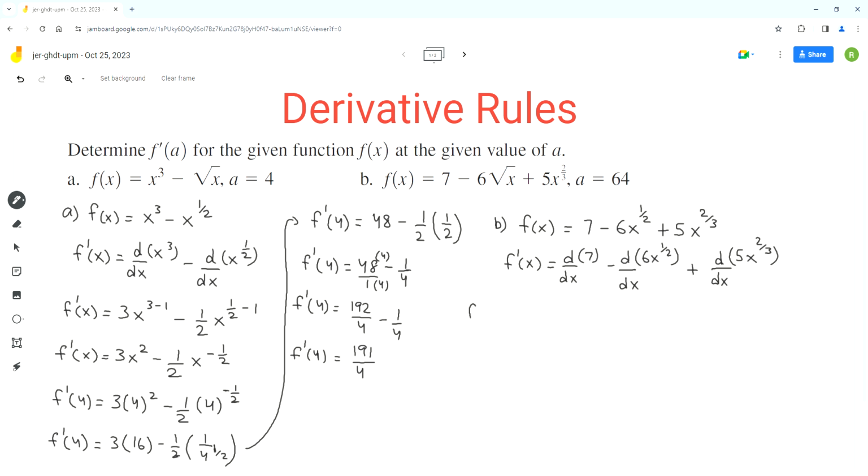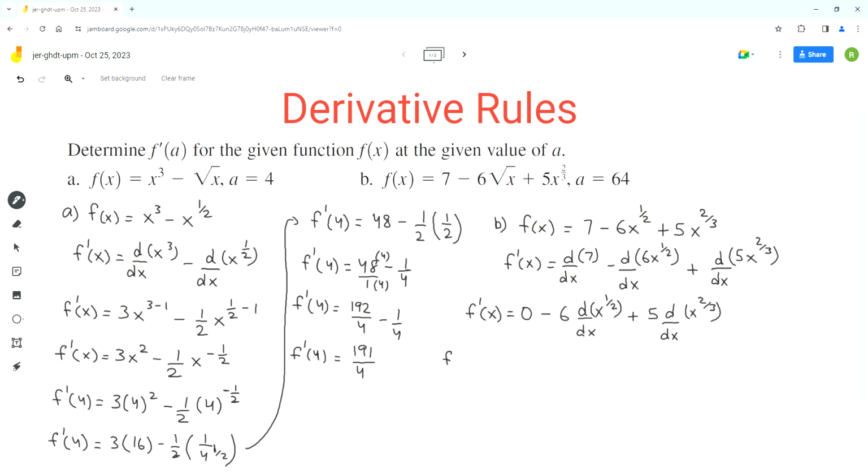Now we can find the derivative of these terms. So the first term is a constant, and we know the derivative of a constant is equal to 0. Now in the second term, we can use the constant product rule. So we can move the coefficient 6 to the front of the term, so minus 6, and then it's just the derivative of x power half over dx. And we can do the same thing with the 5, so we can move the 5 to the front, and then it's a derivative of x to the power 2 over 3 over dx.